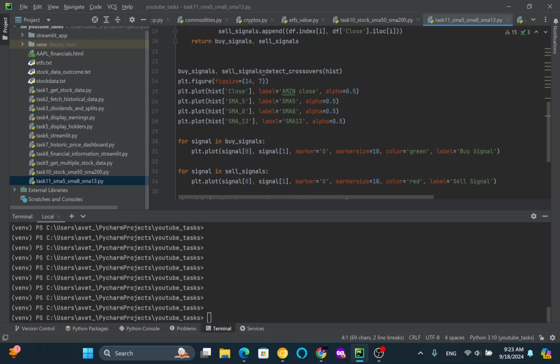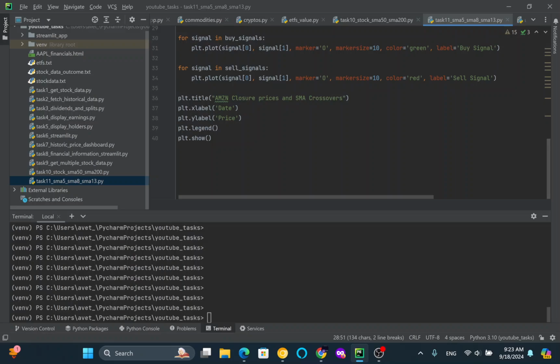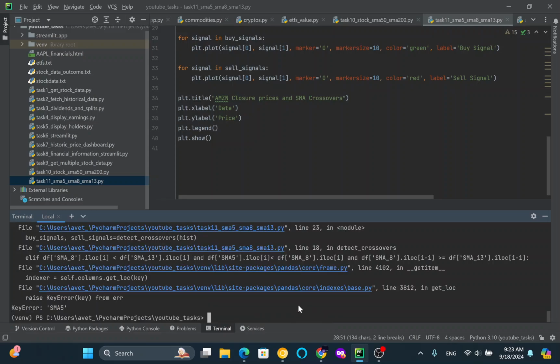method to fulfill buy or sell signals, displaying it on plot, displaying closure price, simple moving averages, graphs in the plot and marking appropriate buy signals for each of the signal from buy signal list, and displaying it all into the graph. So let's run this Python task 11. Let's see what it will bring us.